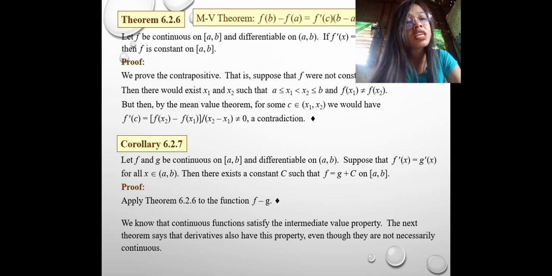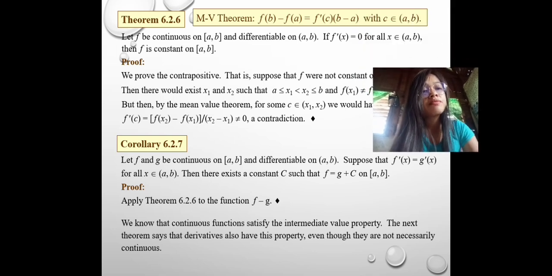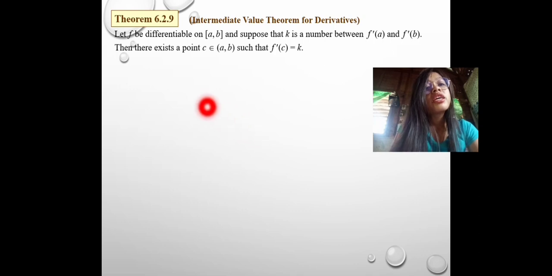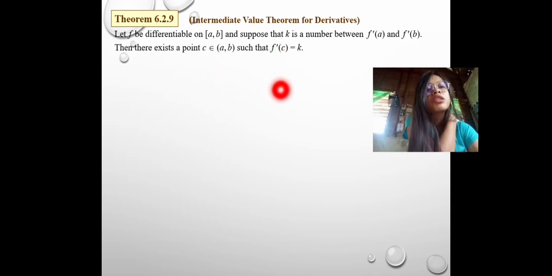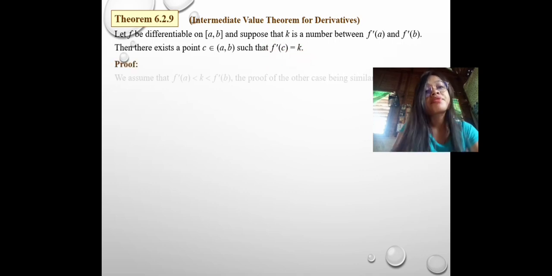We know that continuous functions satisfy the intermediate value property. The next theorem says that derivatives also have this property, even though they are not necessarily continuous. Theorem 6.2.9, intermediate value theorem for derivatives. Let function f be differentiable on an interval [a,b], and suppose that k is a number between f'(a) and f'(b). Then there exists a point c in (a,b) such that f'(c) is equal to k. Proof.